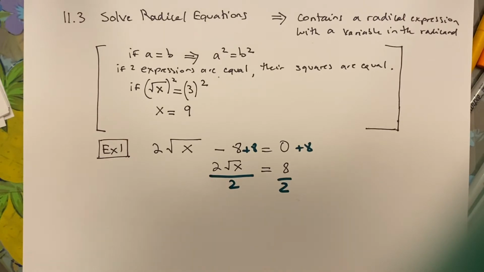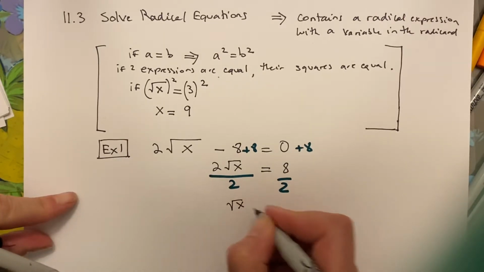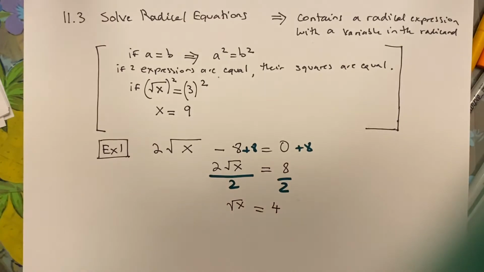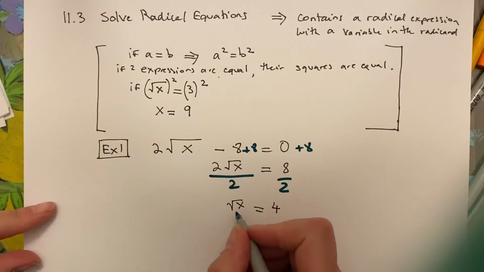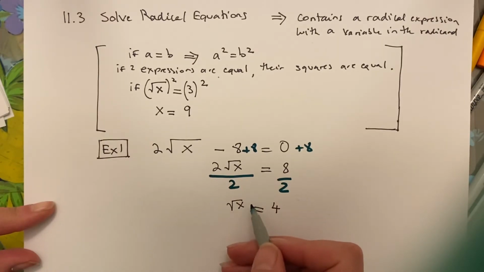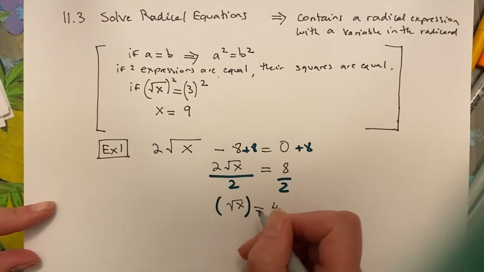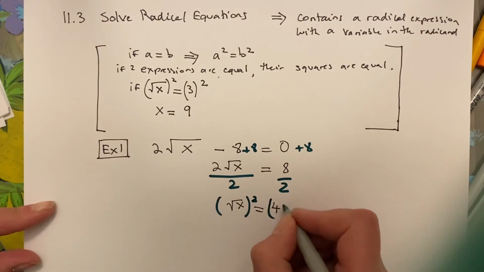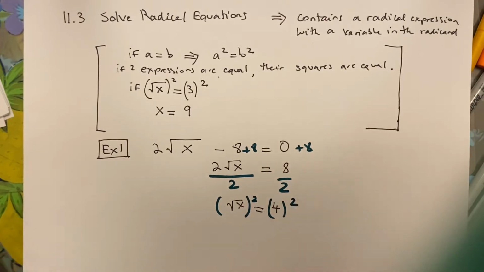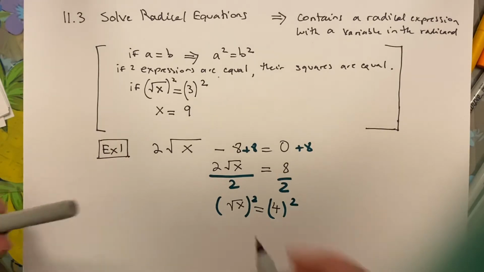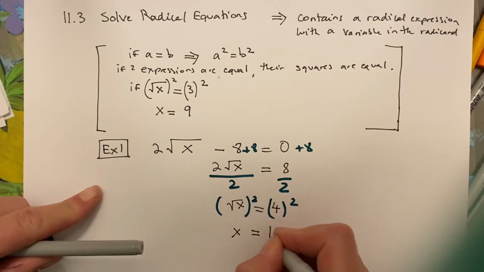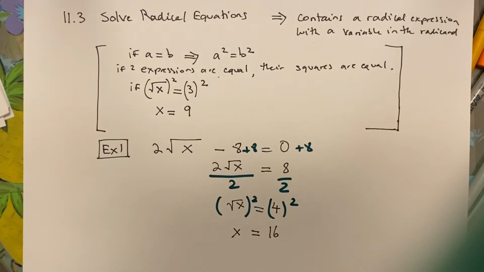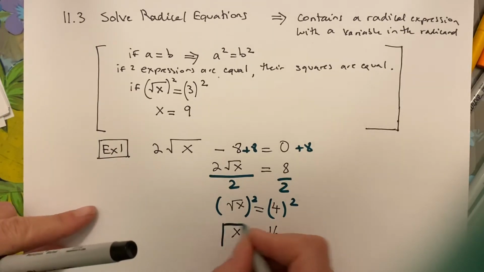When I do that, I end up with simply square root of x equals 4. Well, now I'm almost there, and I just want to undo this operation, square root of x. How do I undo that? Well, I square this, right? Square root of x times square root of x just gives me x left over, but whatever I square here, I square here. So I get left over x equals 16. And that is my solution.